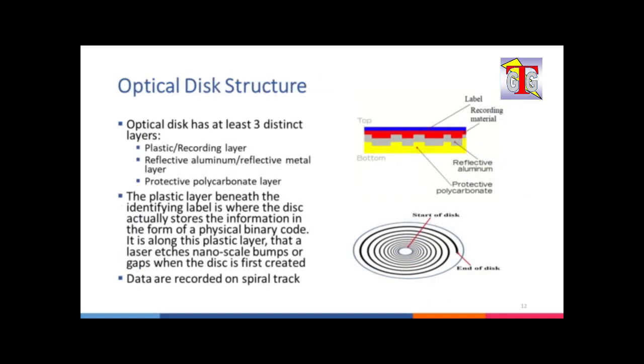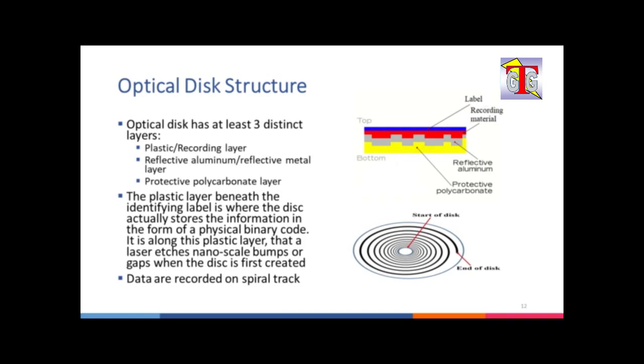Now we will take a look at optical disc structure. Every optical disc has at least three distinct layers. The first is the plastic or recording layer. The second is the reflective aluminum or reflective metal layer. The third is the protective polycarbonate layer.